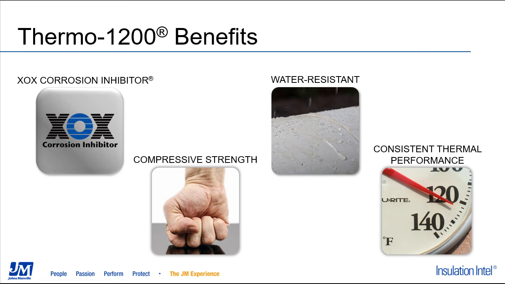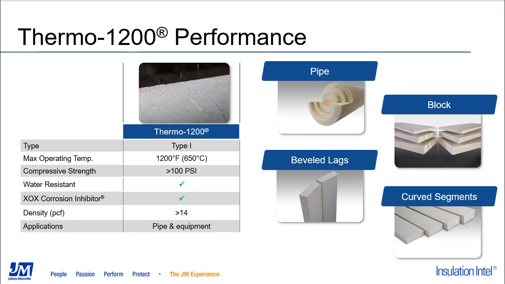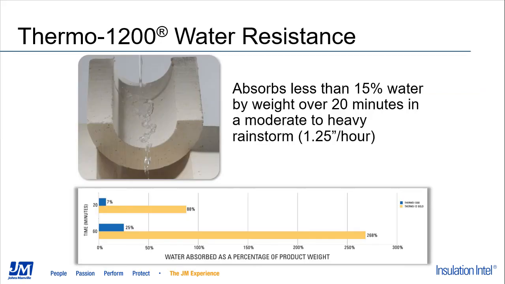Some additional highlights of the Thermo 1200 calcium silicate product line. You can see on the right-hand portion of the slide some of the different formats that the product is available in. Our Thermo 1200 is rated for a maximum operating or application use temperature of 1200 degrees Fahrenheit, 650 degrees centigrade. I mentioned the compressive strength. It is rated for a minimum of 100 psi. So it is going to give you excellent protection against potential mechanical damage from people walking on the pipes or dropping tools or equipment on it.